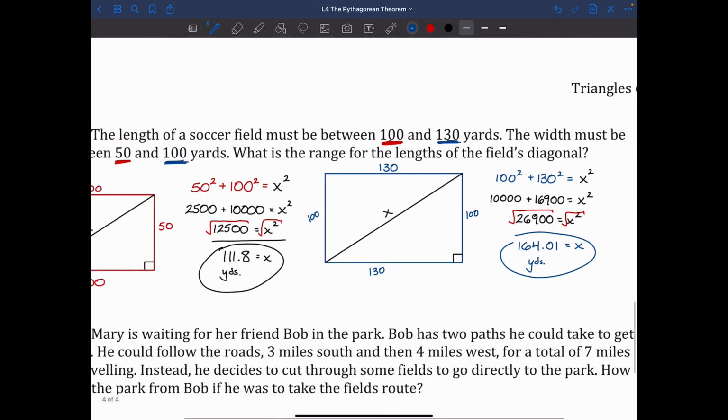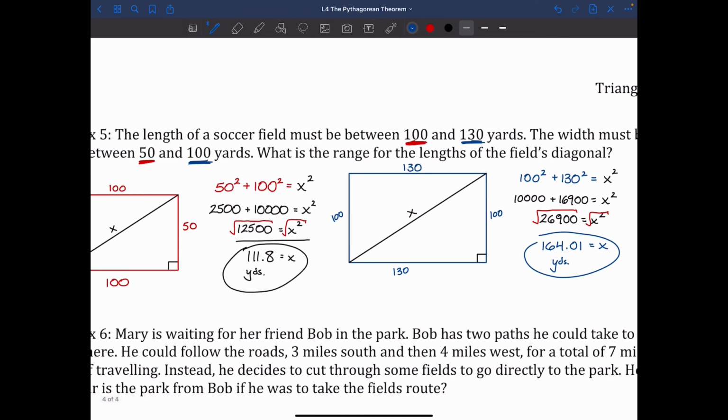So when I'm looking at my final answer for this problem, what is the range for the lengths of the field's diagonal? It can be anywhere from 111.8 to 164.01 yards, right? That's really what it's asking for at the end of the day.